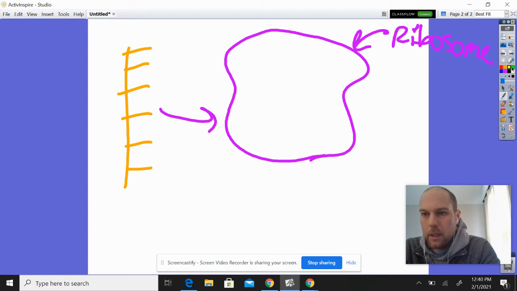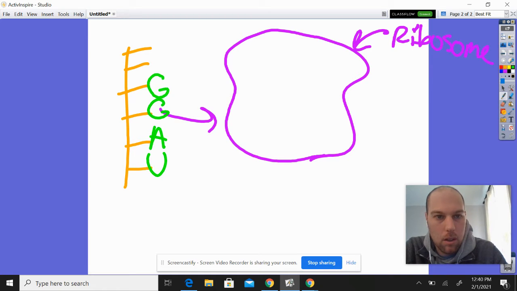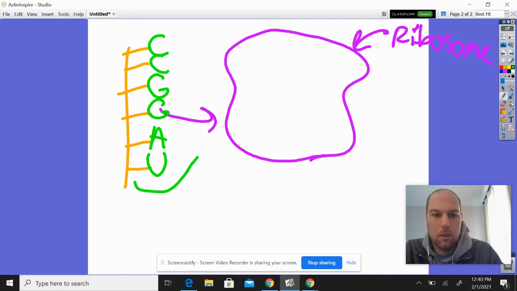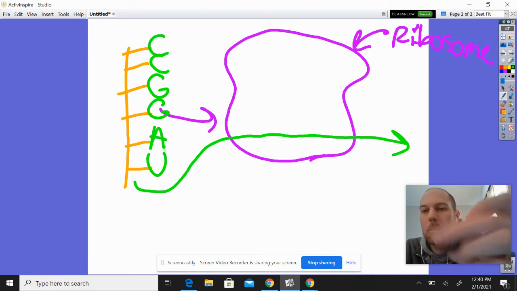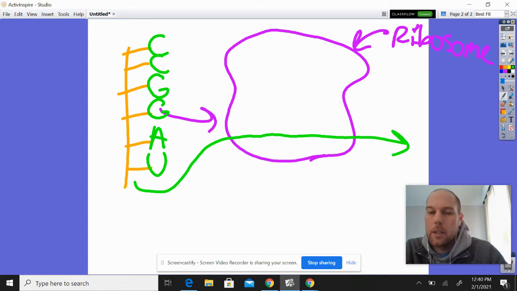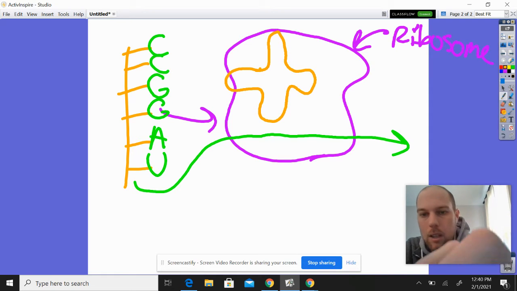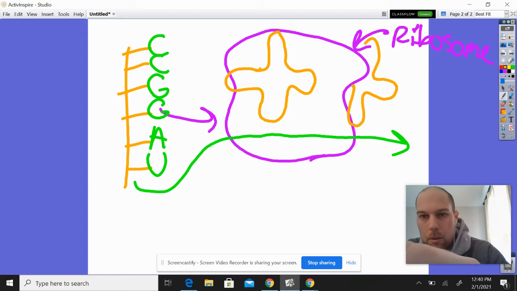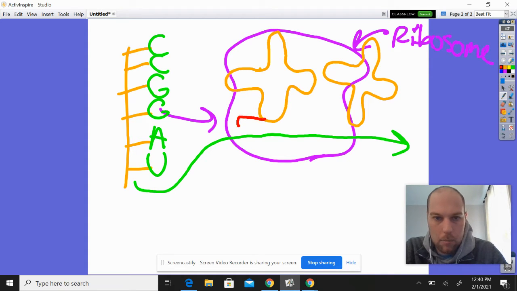It's going to flow through basically like an assembly line where it's going to, I'm just going to make up letters here. It's going to flow through where it's going to meet up with tRNAs. Remember those tRNAs, they kind of look like the letter T. They're kind of going through this assembly line as well, where they have the complementary bases, nucleotides to this mRNA.